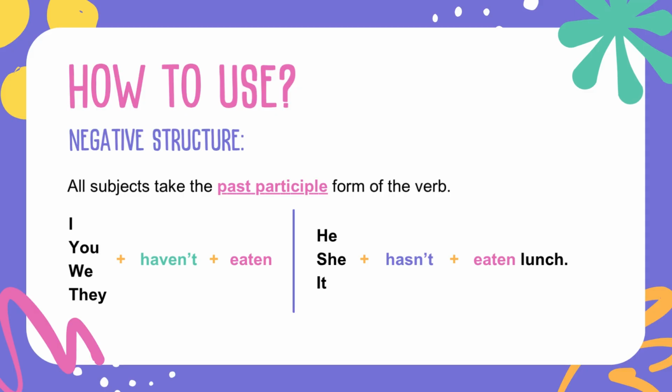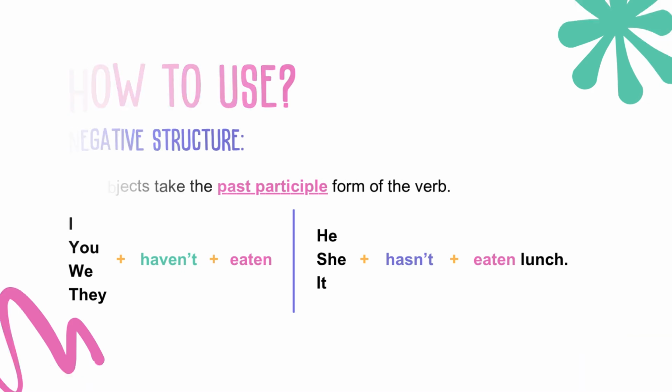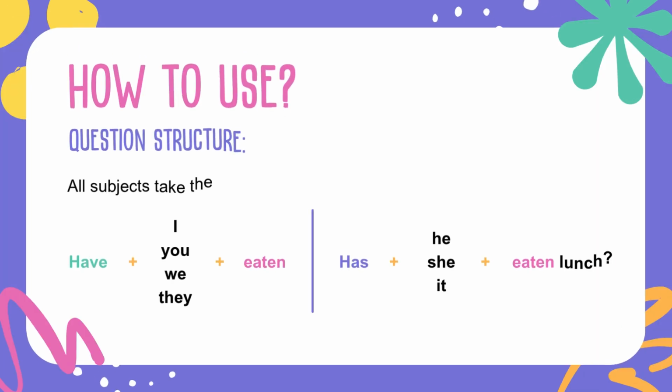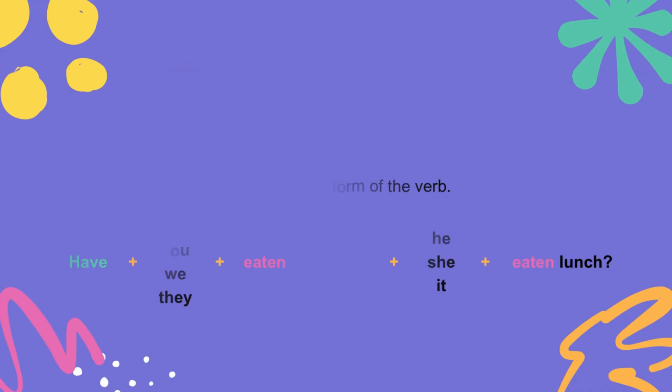To form the negative structure, all you have to do is add not after have or has. So you would have I have not eaten, or you can form the contraction haven't. You haven't eaten. He has not eaten, or he hasn't eaten. For questions, you would begin the sentence with have or has, depending on the subject, followed by the subject, followed by the past participle. Have you eaten? Has she eaten?